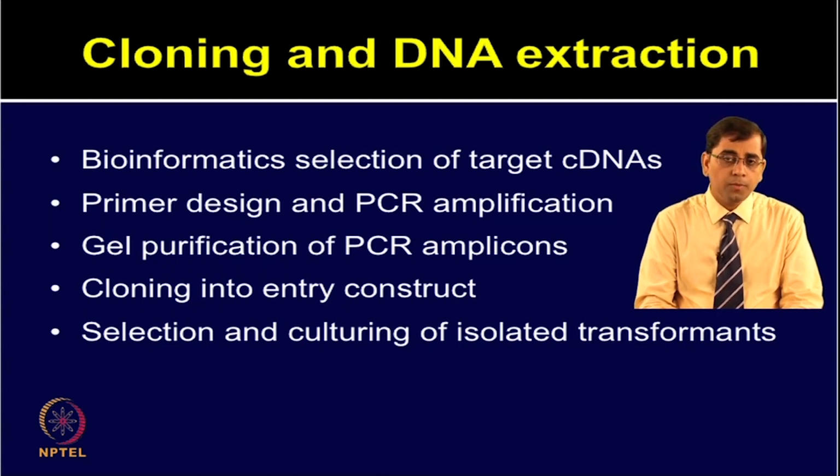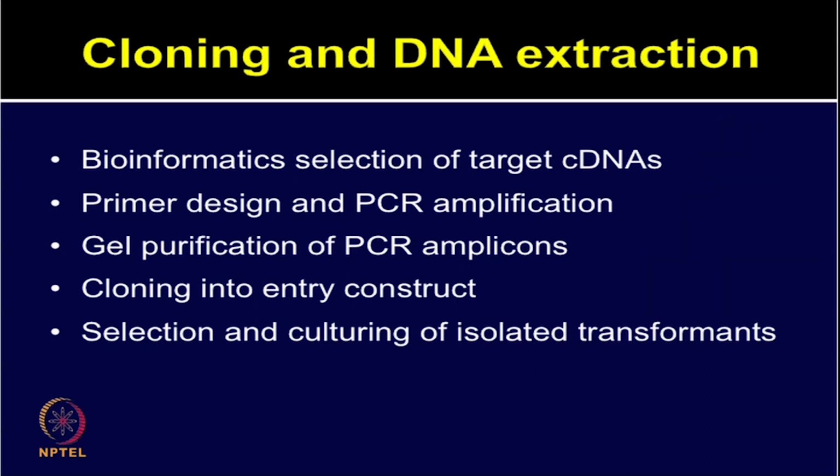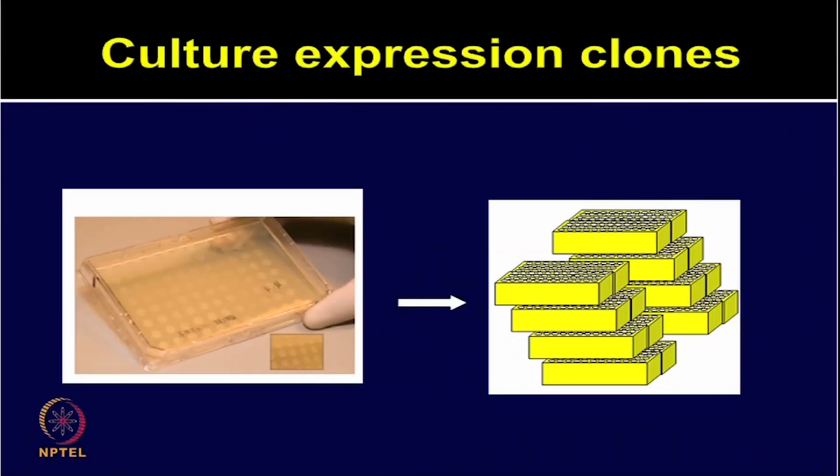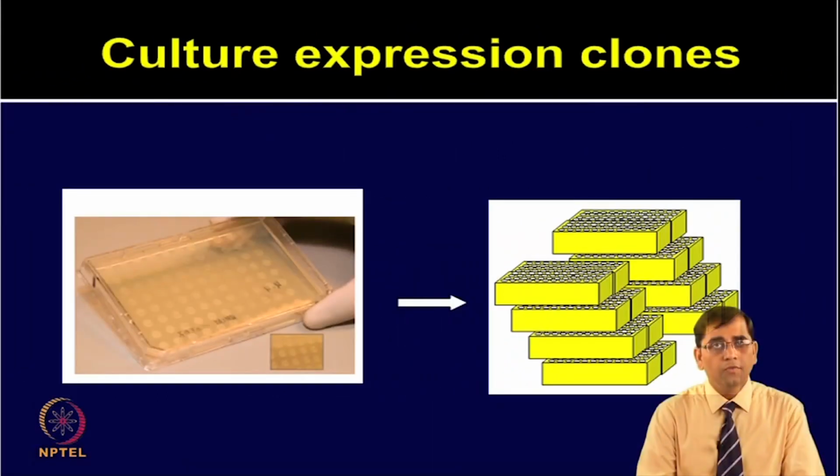You need to then transform them into E. coli and select the right transformant colony. Then you would like to use those colonies in the long term by making a glycerol stock and use it for future reference. The DNA preparation process is very similar to what everybody performs in a very routine molecular biology lab.